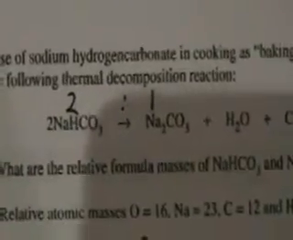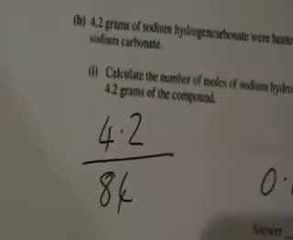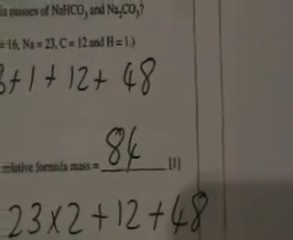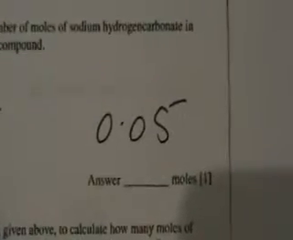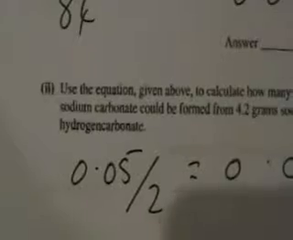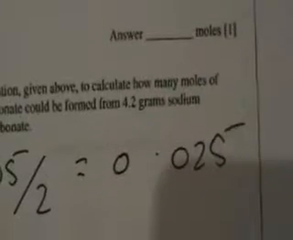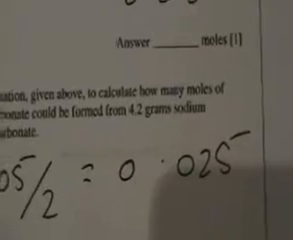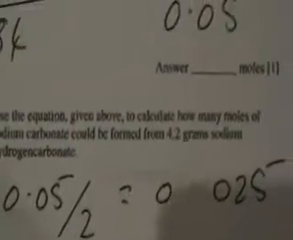So you should have realized first of all that the important ratio was as so, 2 to 1. The RFM of the sodium hydrogen carbonate was 84, of the sodium carbonate 106. The moles therefore of the sodium hydrogen carbonate was 4.2 divided by the 84 from up there, which gives you 0.05 moles of the sodium hydrogen carbonate, and therefore you produced 0.025 moles of the sodium carbonate. Okay, again that was just taking into account the 2:1 ratio.